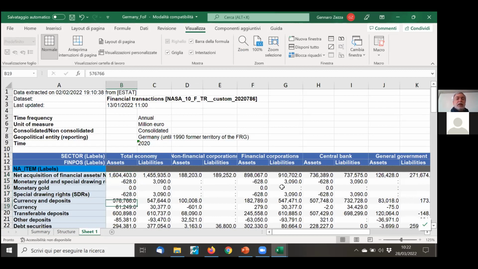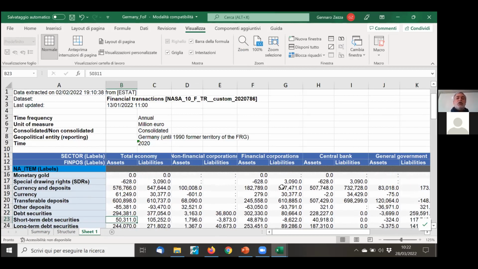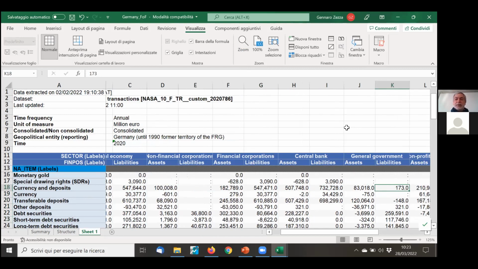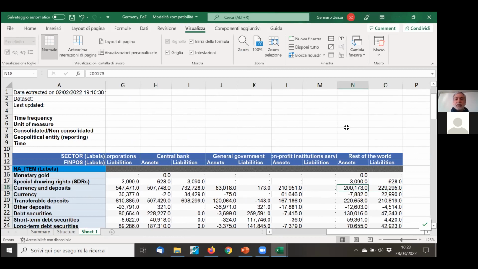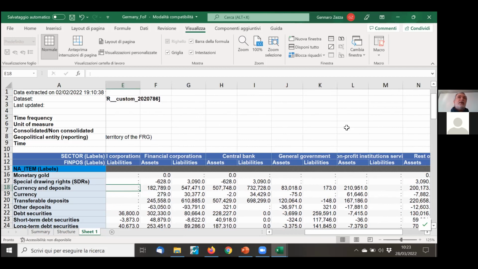So here again, it's where you should try to understand who is the creditor and who is the debtor. And sometimes it's easy, sometimes it's not so easy. So for instance, in the currency and deposits of Germany, what would we expect? And the answer is not so straightforward, because you have a central bank which is part of the European system of central banks.